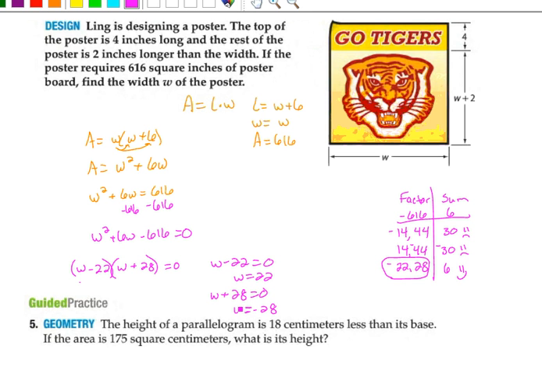The one that's negative. We cannot have a negative width. So I am going to say that this cannot be our answer. So it must mean that our width is 22 inches. Inches, right? So 22-inch width. Out of all of that, that is how we found that the width is 22.